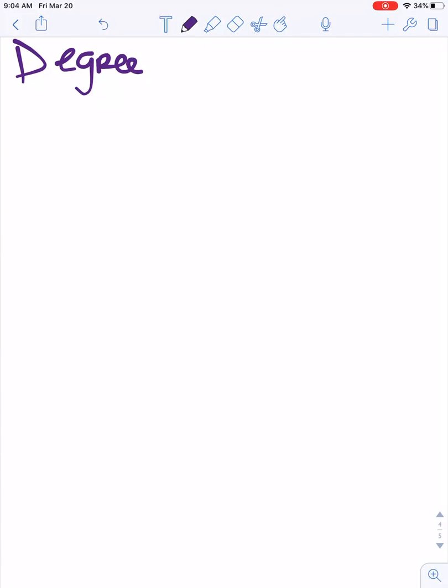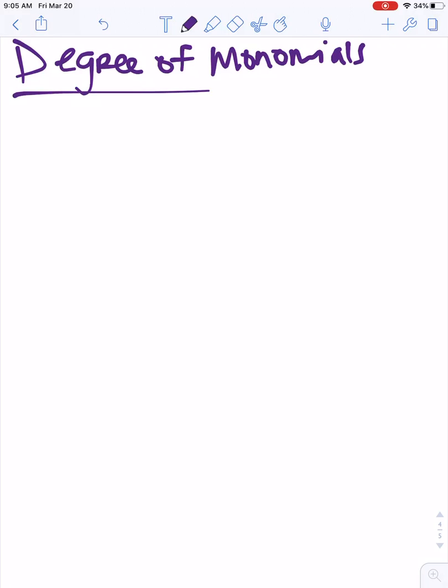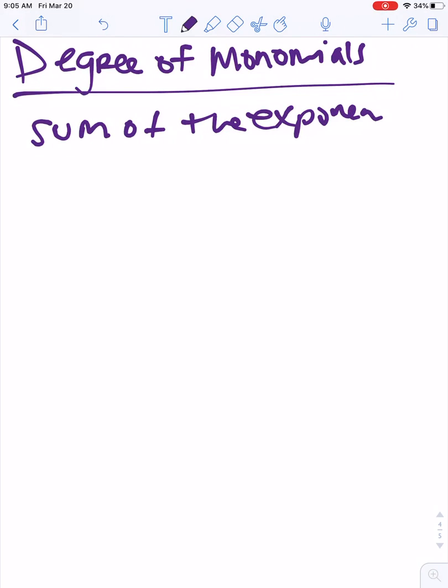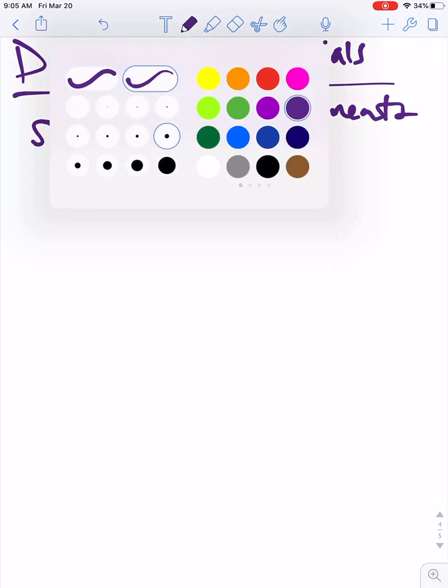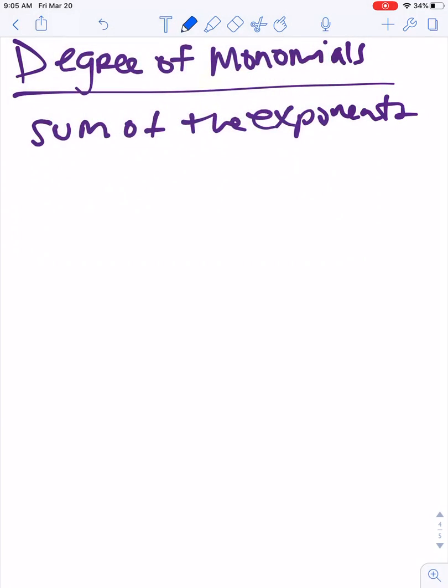So degree is a little different when you're talking about monomials versus other polynomials. So let's go ahead and talk about the degree of monomials first. When you're trying to find the degree of a monomial, it's just the sum of the exponents. You're just going to add up all the exponents in your term, because you only have one term since it's a monomial.